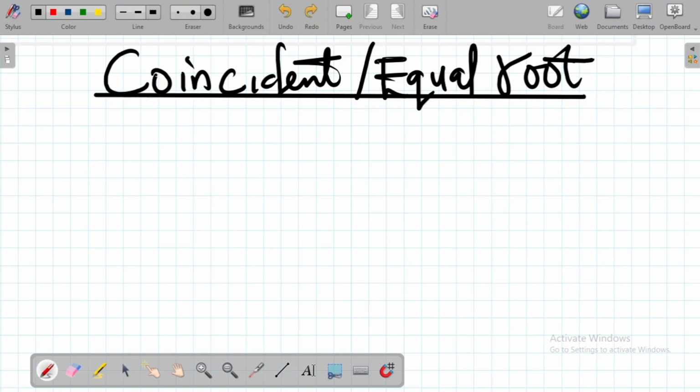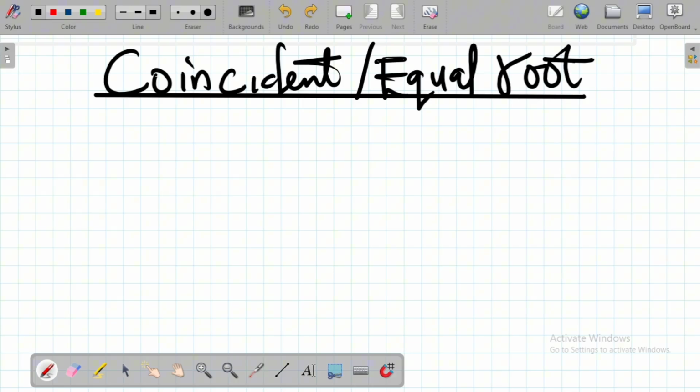All right, let's look at coincident or equal root. Equal root means that the roots of a quadratic equation are the same or equal. A quadratic equation is said to have equal roots when the roots of the quadratic equation are the same.